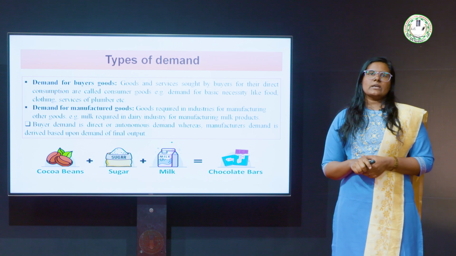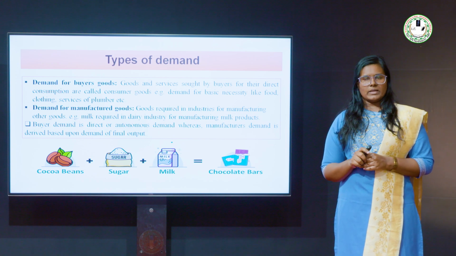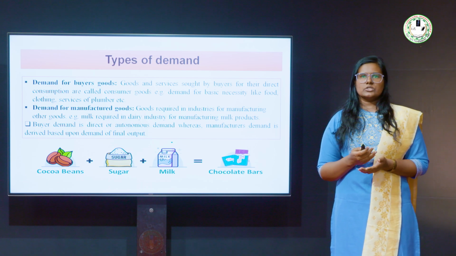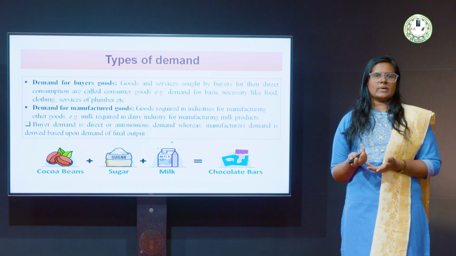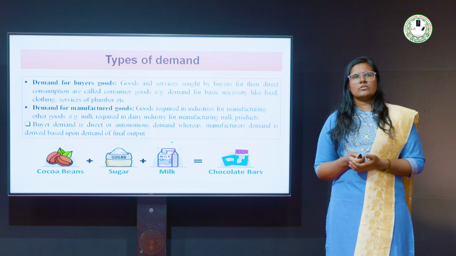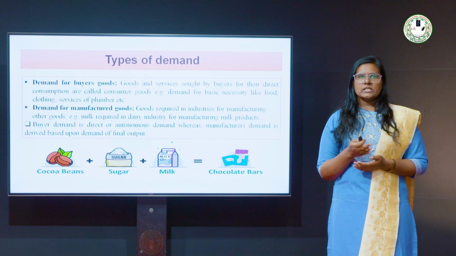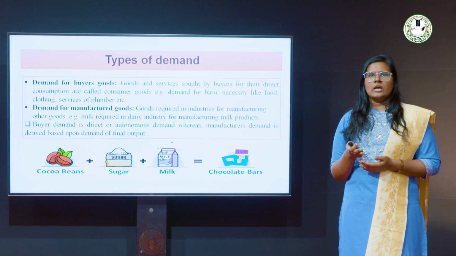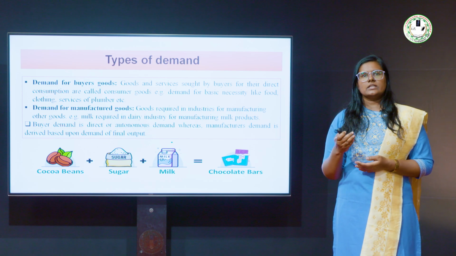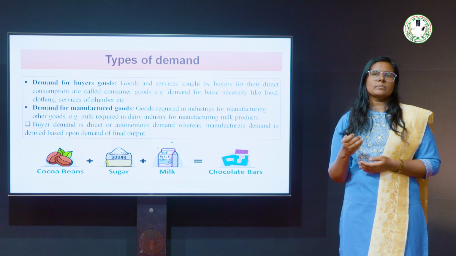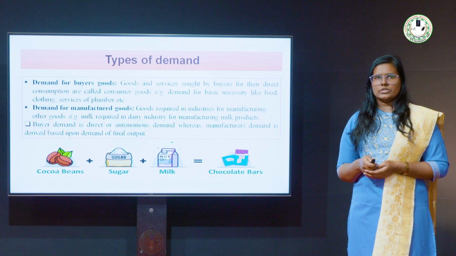Let's understand some types of demand. First is the demand for consumer goods. The goods and services that are bought by consumers for their direct consumption are called consumer goods, like basic necessity goods such as food, clothing, services of a plumber, etc. Next is the demand for manufactured goods required in the industry for manufacturing other goods, like milk is required in the dairy industry for manufacturing different milk products. The consumer demand is called direct demand or autonomous demand, whereas the manufacturer demand is derived based upon the demand for the final output.